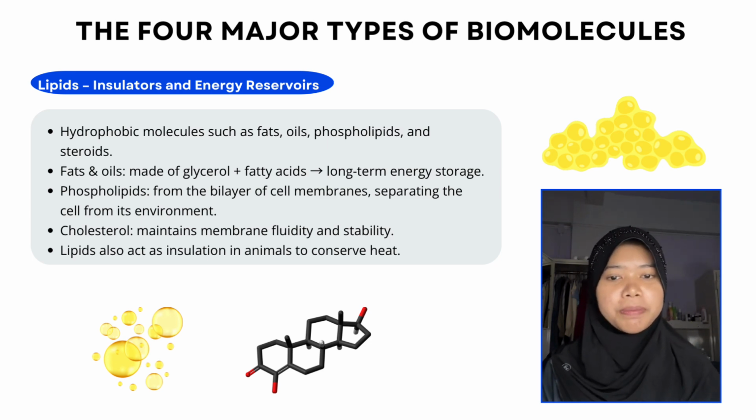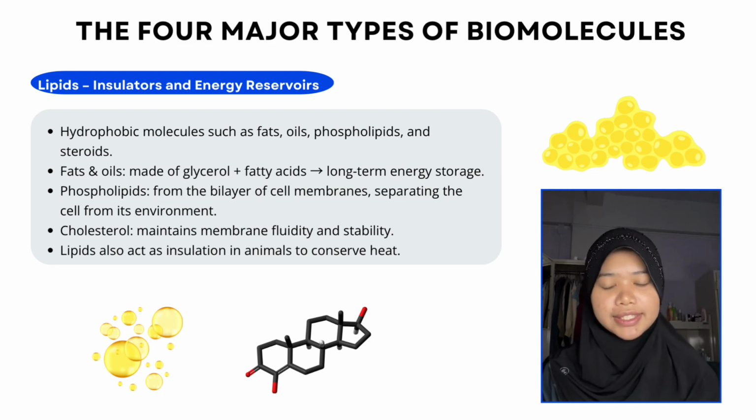body. Phospholipids are very important because they form the bilayer of the cell membrane, keeping the inside of the cell separated from the environment. Cholesterol is another type of lipid that helps maintain the fluidity and stability of the cell membrane. And in animals, lipids also work as insulation, helping to conserve body heat.